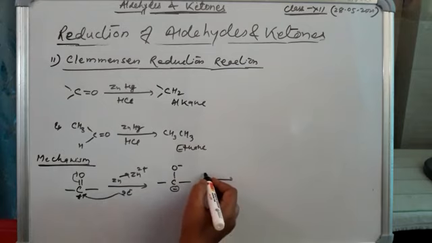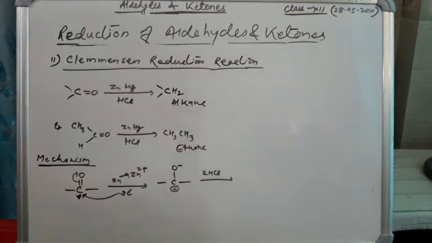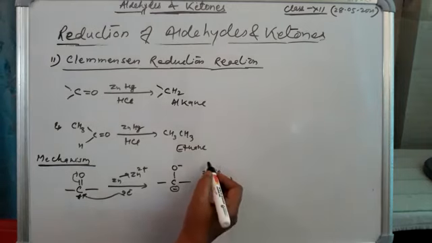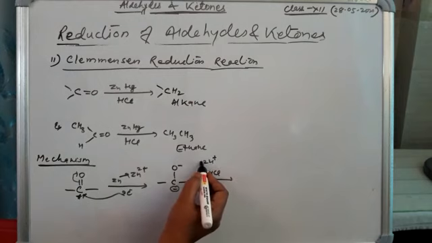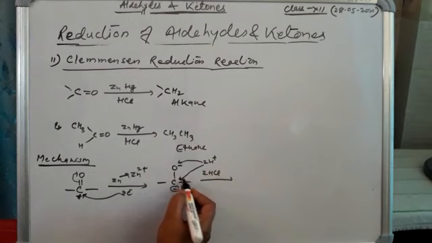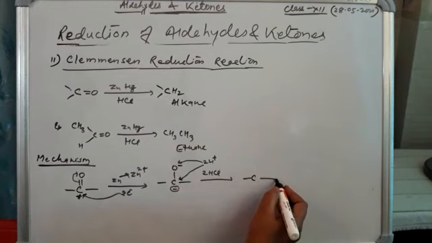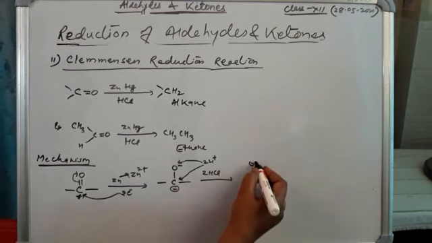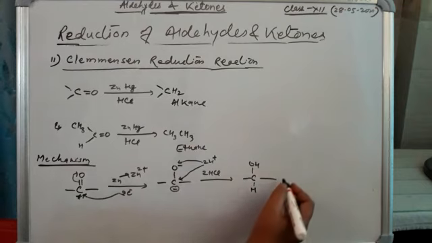So 2 molecules of HCl are used because this reaction proceeds in the acidic medium. So 2 H+ ions satisfy this oxygen and this carbon. Now the formation of oxygen-hydrogen, and here also one hydrogen.